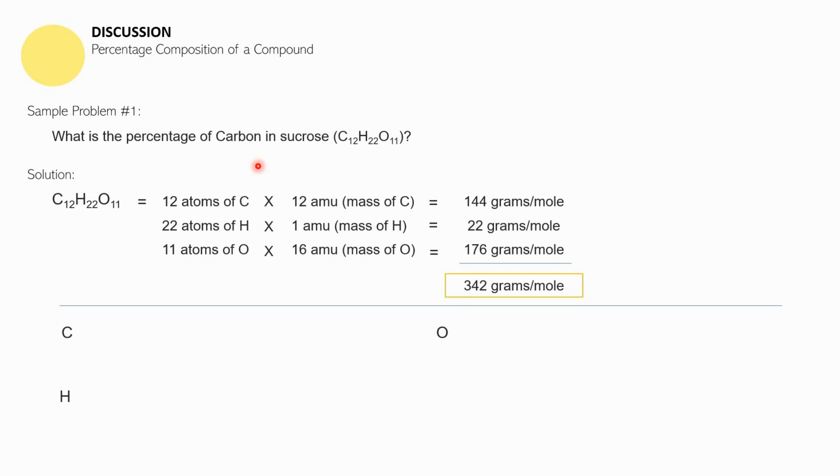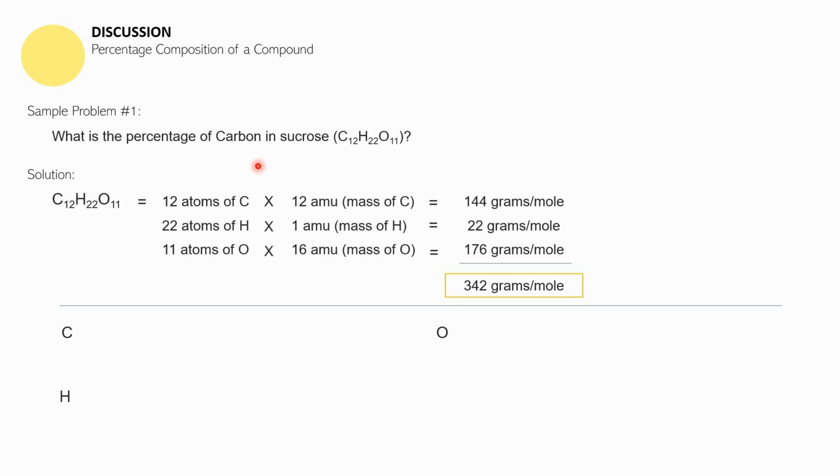Halimbawa, doon sa mixture ng red and translucent white candies kanina, paano natin nakuha yung 70% tsaka yung 30%? Okay, so you have 7 red candies and then 3 translucent white candies for a total of 10 candies. So 10 is the total number. So what did you do? You divided 7 by 10, and what you'll be getting is a value lower than 1. So you'll be multiplying that by 100, and then voila, you have the percentage for the red candies, right?